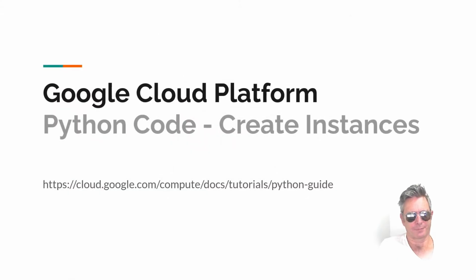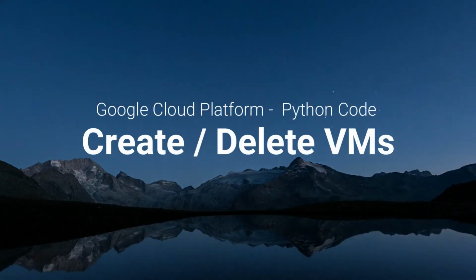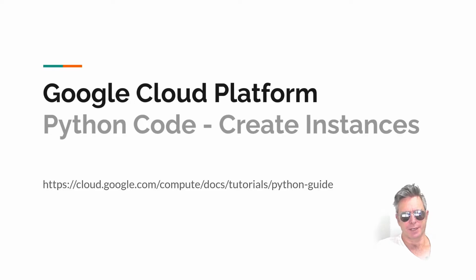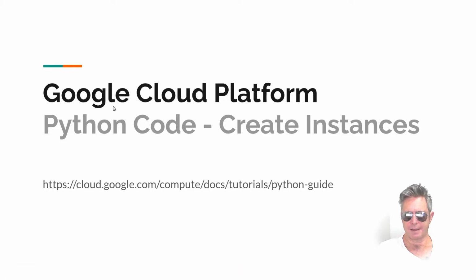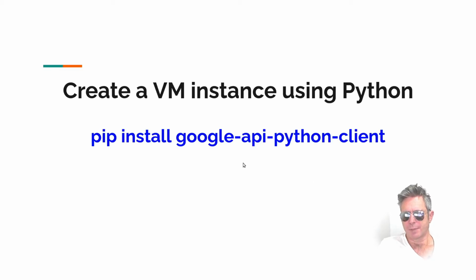Hello everybody. In this video we're going to look at how to use Python code to create VM instances in Google Cloud Platform. As you know, automation is one of the things we focus on with this channel, and the use of cloud computing is only going to increase. So we're going to create a VM instance using Python.